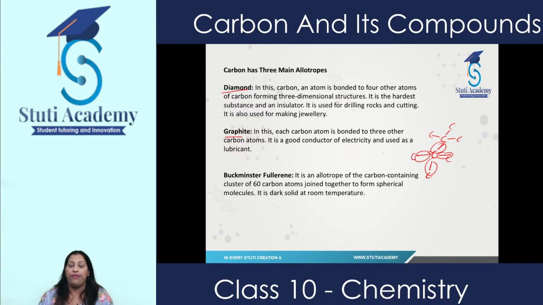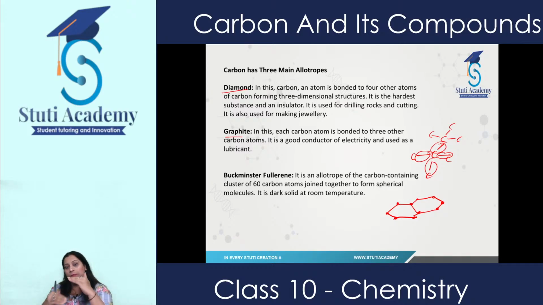Then we have graphite. In graphite, each carbon is bonded to three other carbon atoms, and it means it forms a layer-like structure. And as a result of this layer-like structure, as I'll just show you, one, two, it forms a structure like this. It forms a layer-like structure like this.